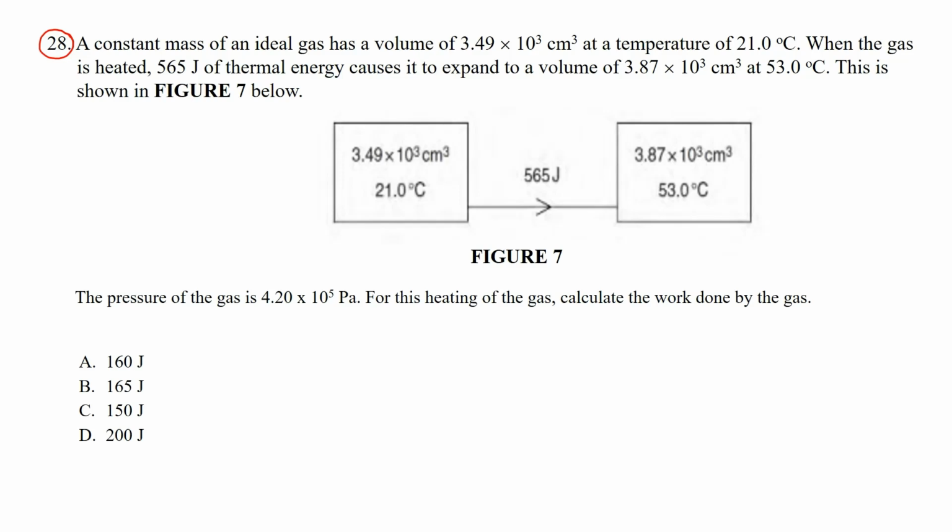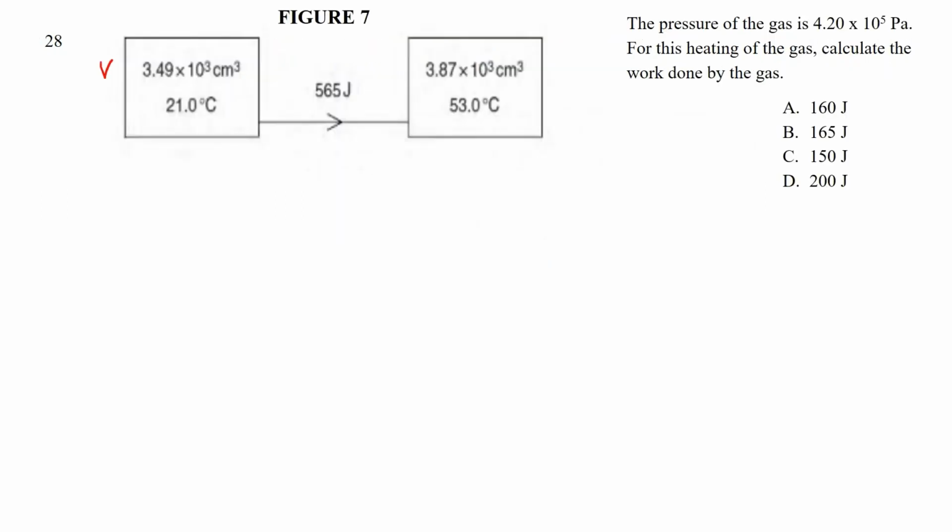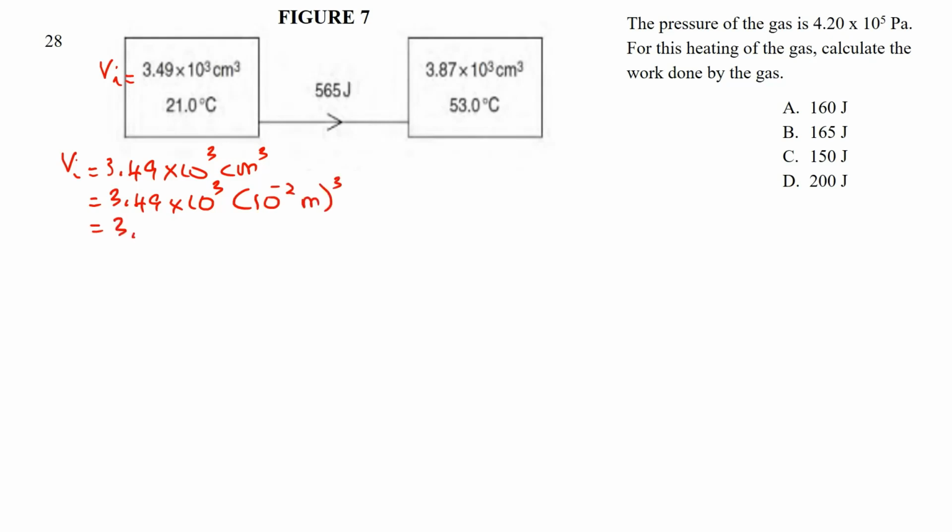The pressure of the gas is 4.20 times 10 to the power 5 Pascal. For the heating of the gas, calculate the work done by the gas. Here we are given the V initial as 3.49 times 10 to the power of 3 centimeter cube. Convert to SI unit, 3.49 times 10 to the power of 3 times 10 to the power of negative 6 meter cube. Simplify this value, we will get 3.49 times 10 to the power of negative 3 meter cube. So this is V initial.